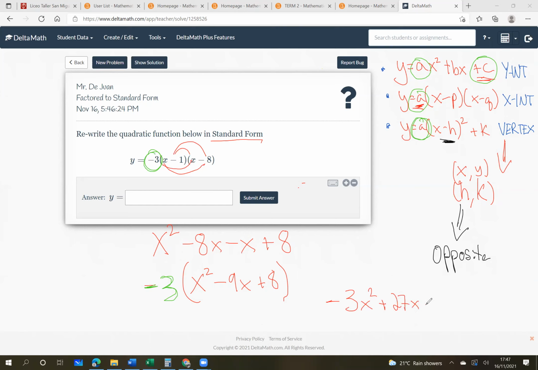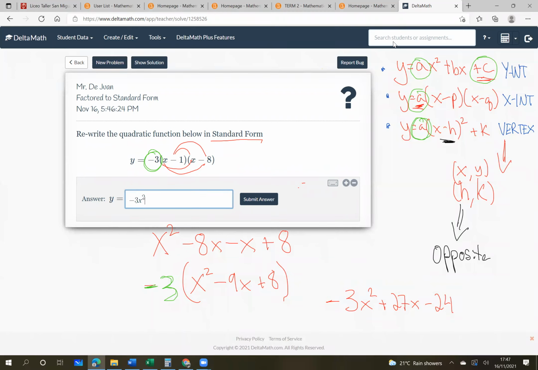Minus 24. Okay? So, in order for the a term to get inside of the house, it has to multiply with everyone. Why did I put positive 27? Negative, negative, positive.